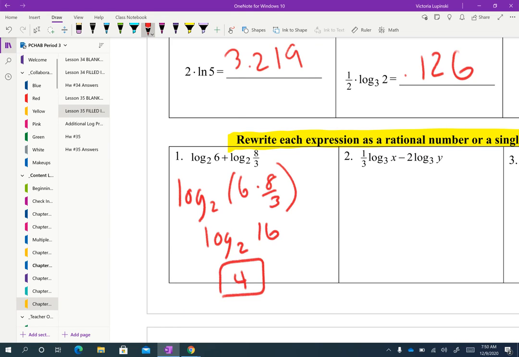Just to be clear, if that was log base 2 of 15, you would stop. Log base 2 of 17, you would stop. Only if it becomes a nice rational answer, positive, negative, decimal, you should actually go ahead and calculate it.